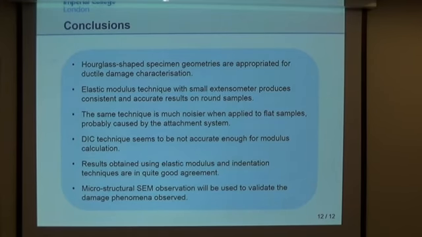Just to conclude, I have to say that hourglass-shaped specimen geometries are appropriate for damage characterization because specimens have failed in the pit section and we have successfully concentrated damage there. The elastic modulus technique with small extensometers gives consistent results for round samples, not so good results for flat samples, where the results were much noisier, but probably caused by the measurement system. The DIC technique is probably not accurate enough for damage measurement, and the results obtained with elastic modulus and indentation are in good agreement and could be used in a combined manner.